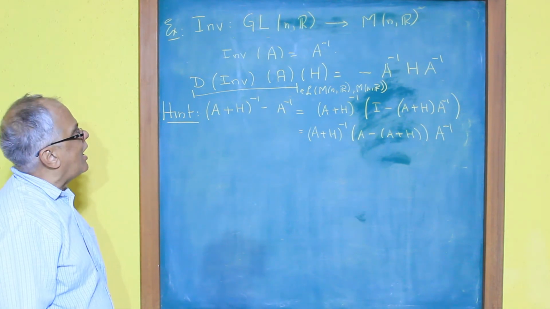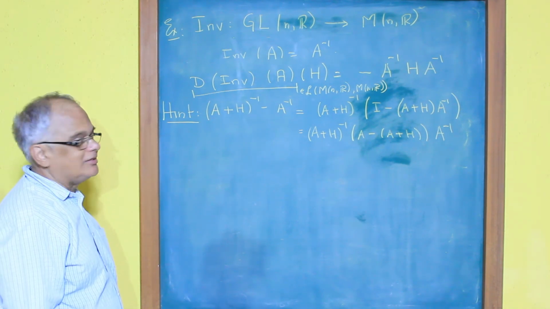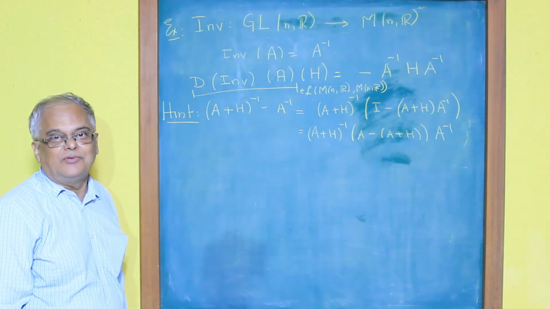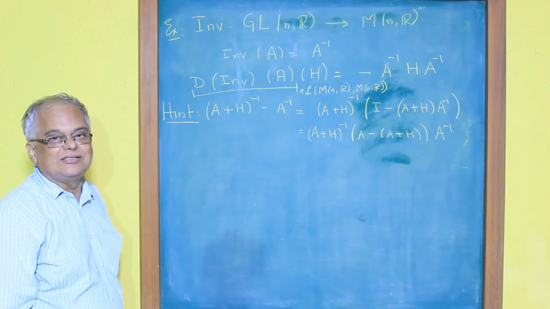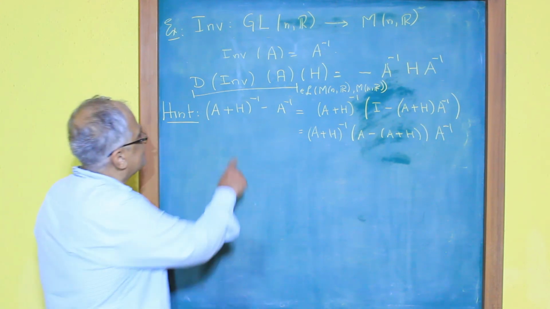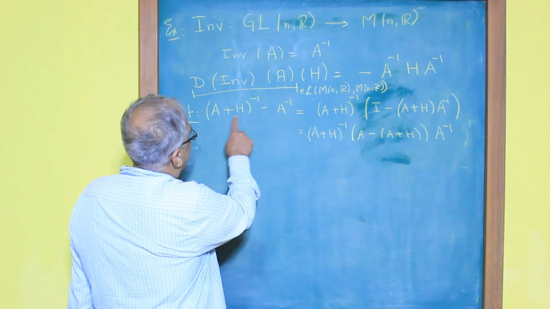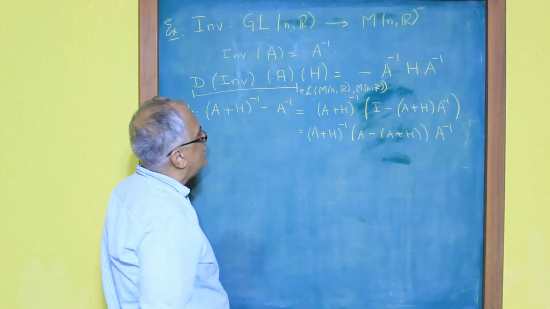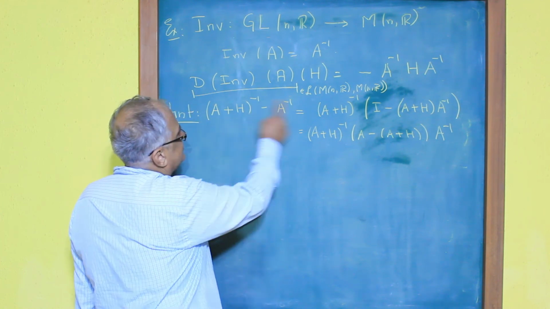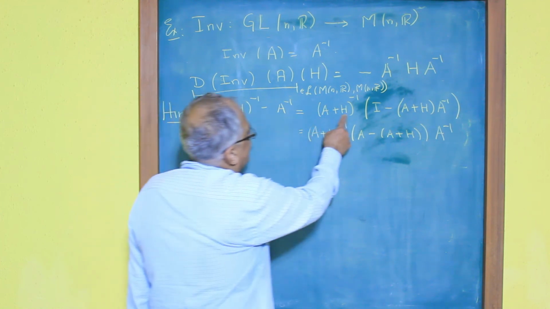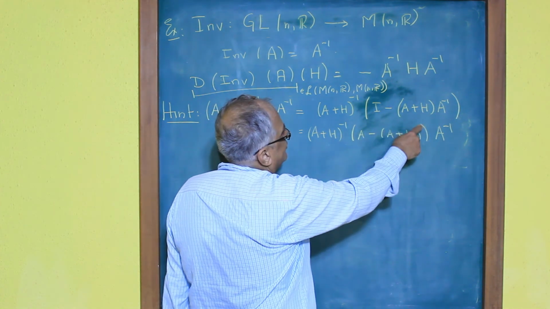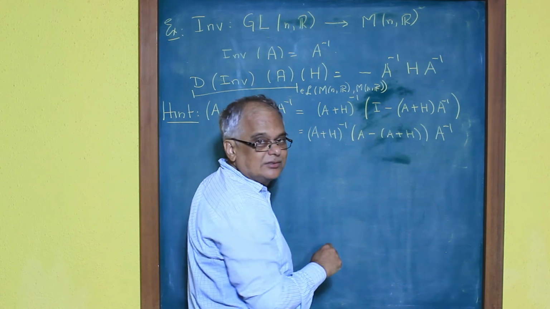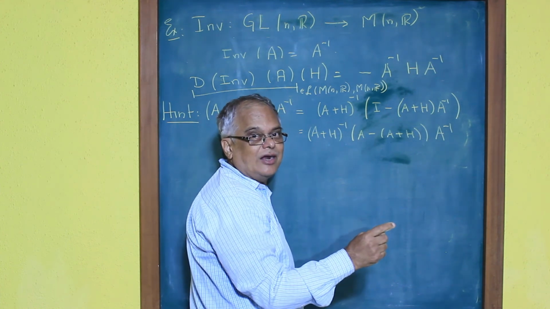Very good. And I had mentioned last time that this is basically the same proof that you had in 11th standard when you're trying to prove d by dx of 1 by x is minus 1 by x squared. What does it start off with? It starts off with A plus h inverse minus A inverse. Remember, h is small. What do I do? I pull this A plus h inverse on the left. So I get A plus h inverse times identity minus, there's no A plus h inverse here, so I must write A plus h and A inverse.